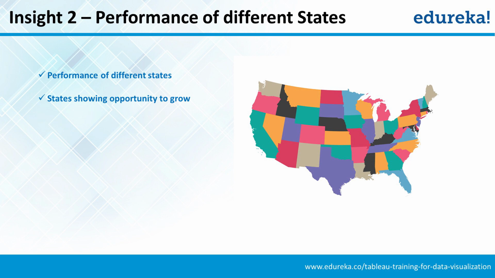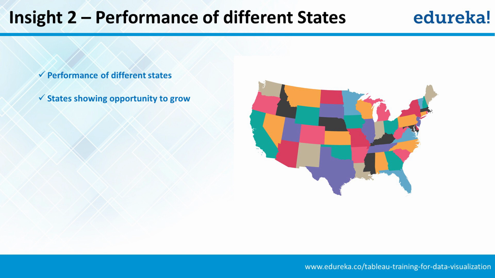So let me tell you what the second question was which we were supposed to answer. Okay, so how different states have performed so far. Now that we know how regions have performed, we want to drill down to states, right? So how different states have performed so far, which states are showing promise to grow, and in which states the investor should stop investing, right?